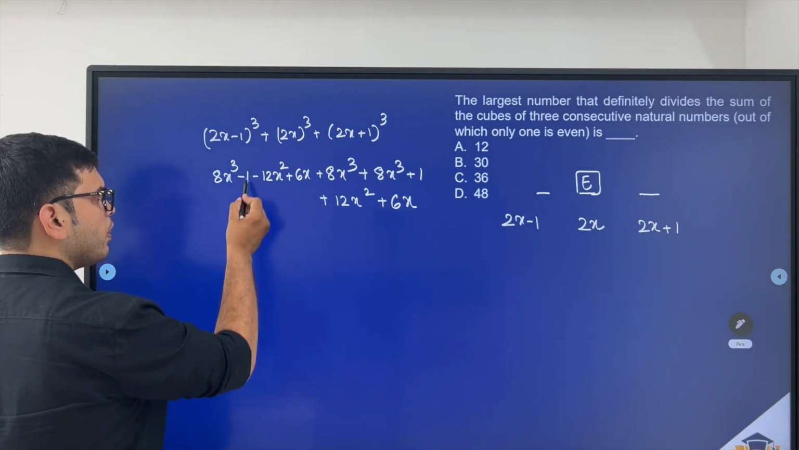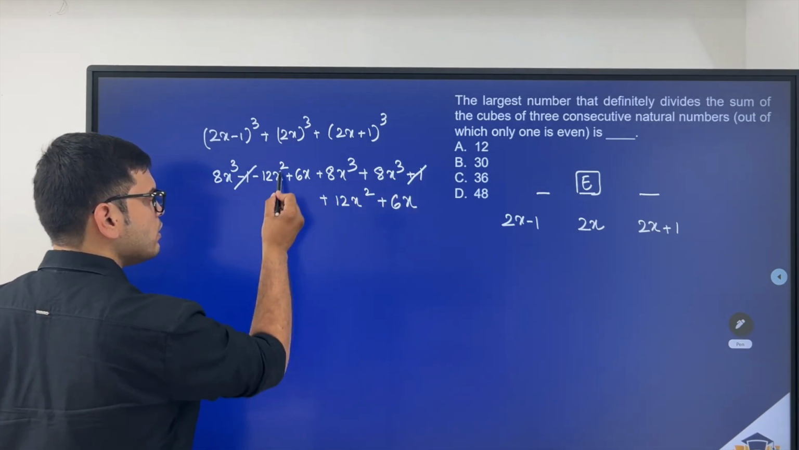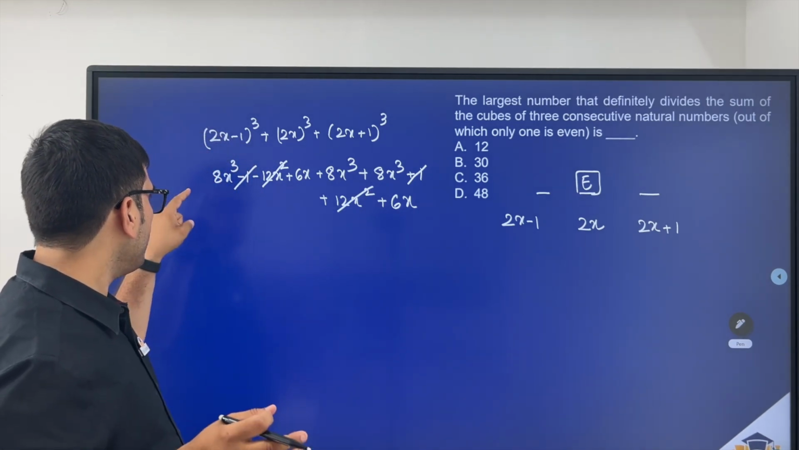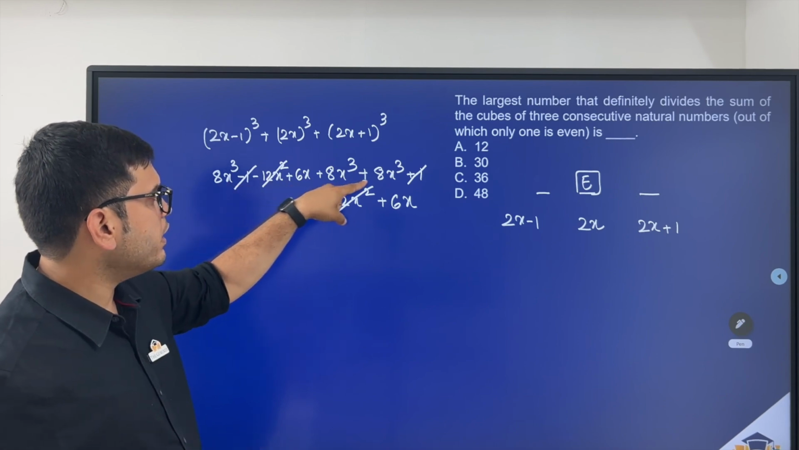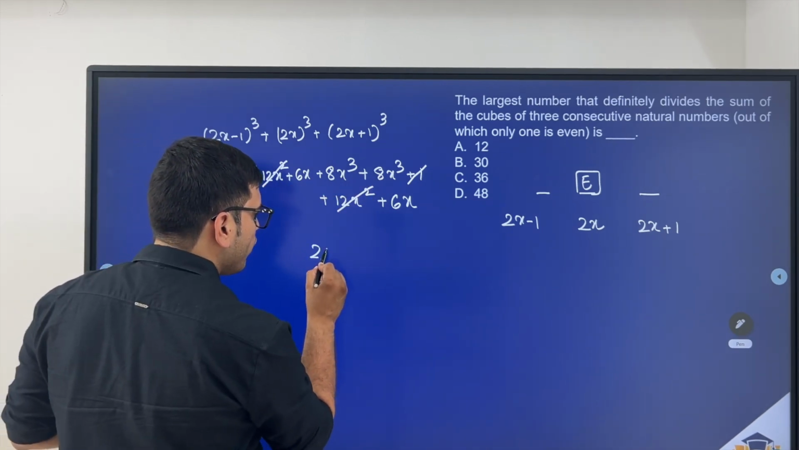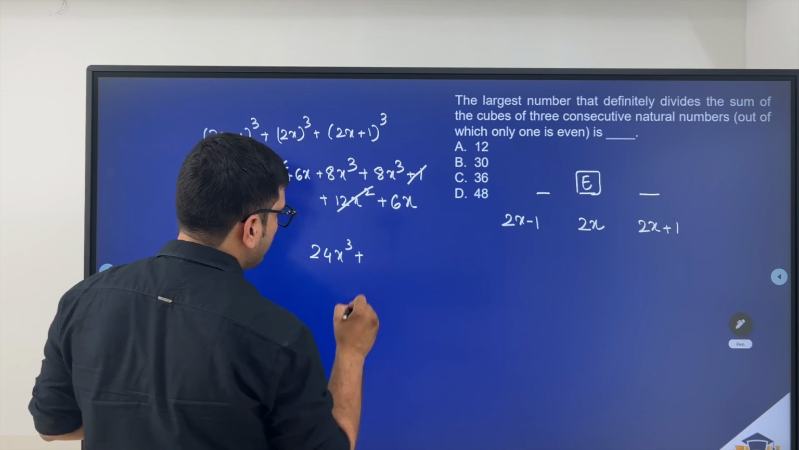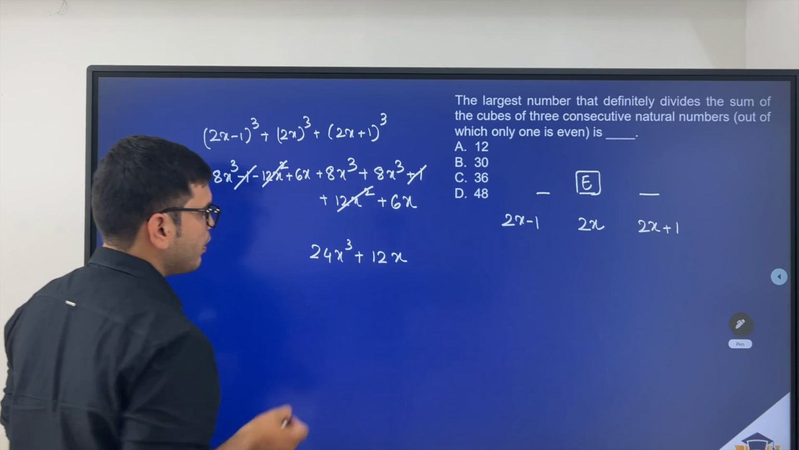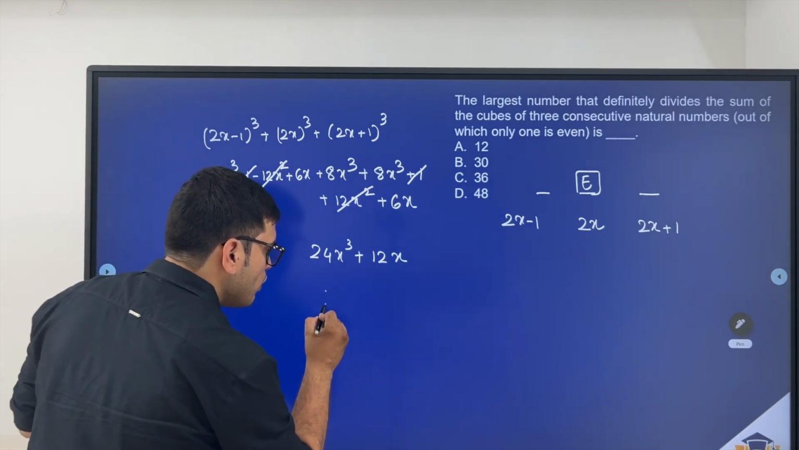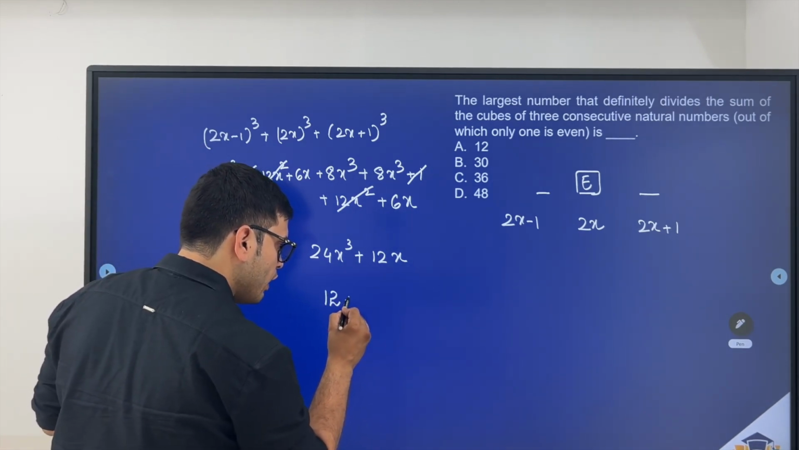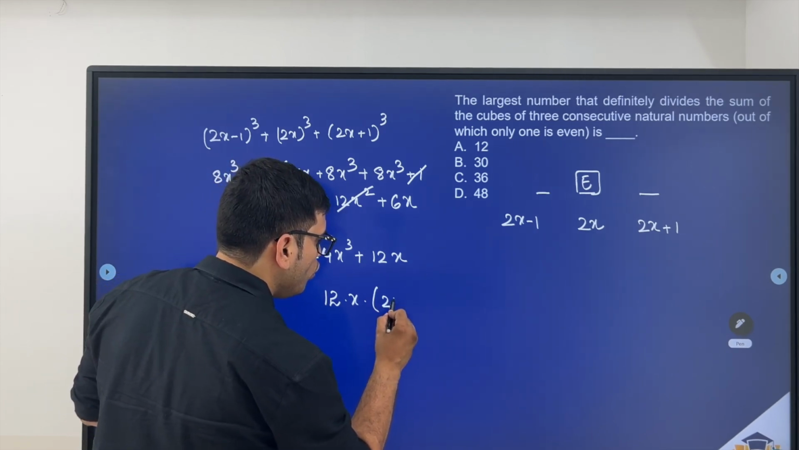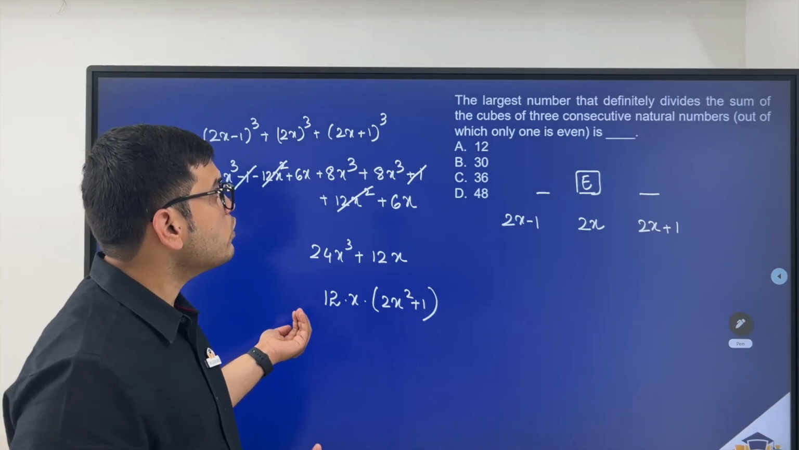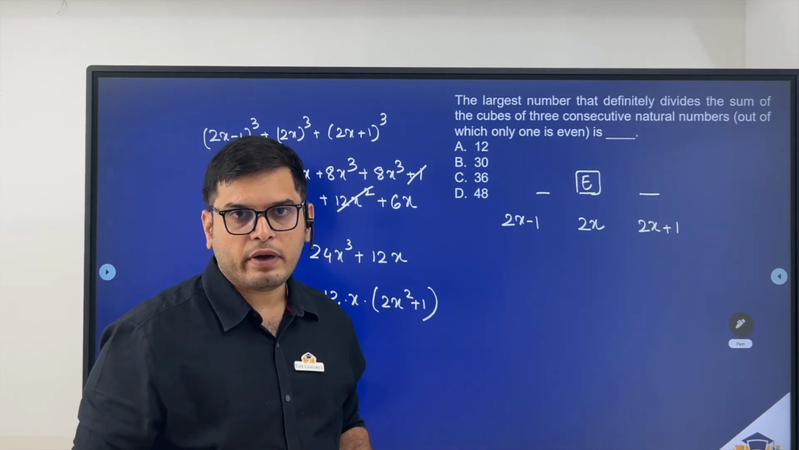Now if you observe, minus 1 and plus 1 will get cancelled, minus 12x square and plus 12x square will get cancelled. Then what are we left with? 8x cube plus 8x cube plus 8x cube, 24x cube, plus 6x plus 6x, 12x, right? Now I can take 12x common. So if I take 12x common, you have 12 into x into 2x square plus 1, and we need to find the largest number that definitely divides, right?